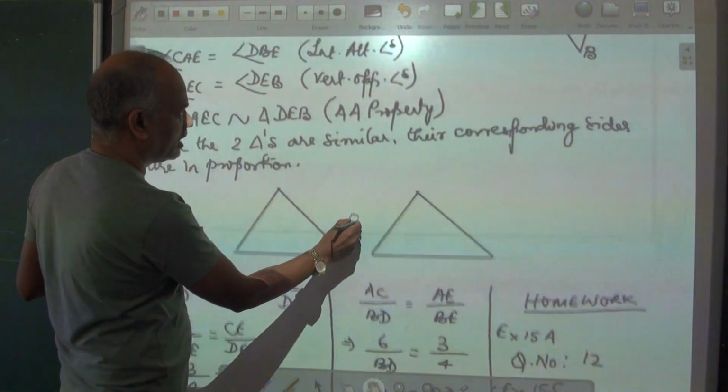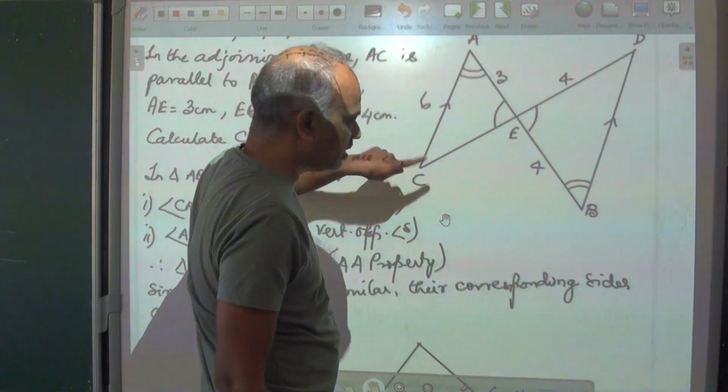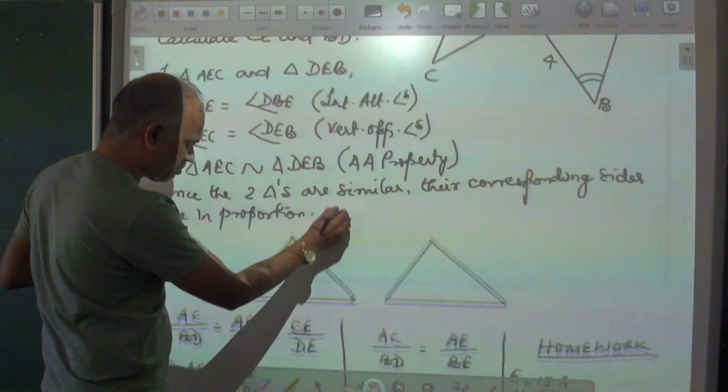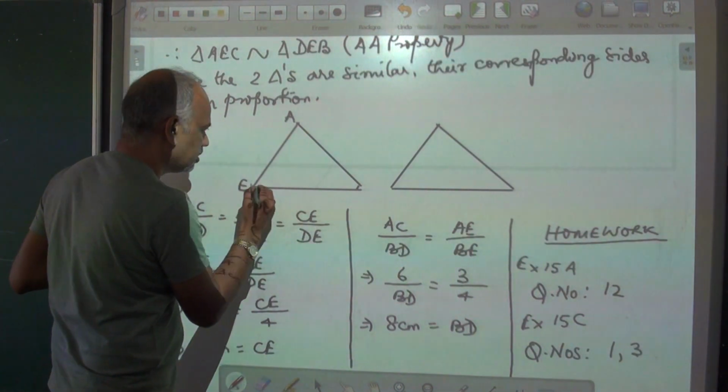So let's go to this figure. The first triangle is AEC. So I'll just name it AEC: A, E and C.